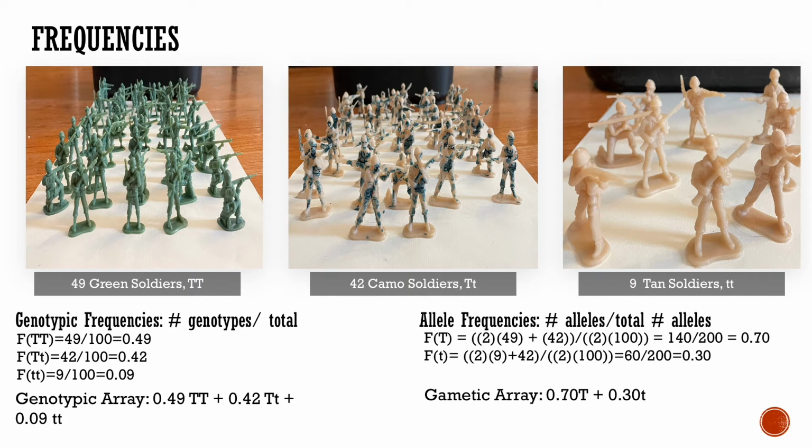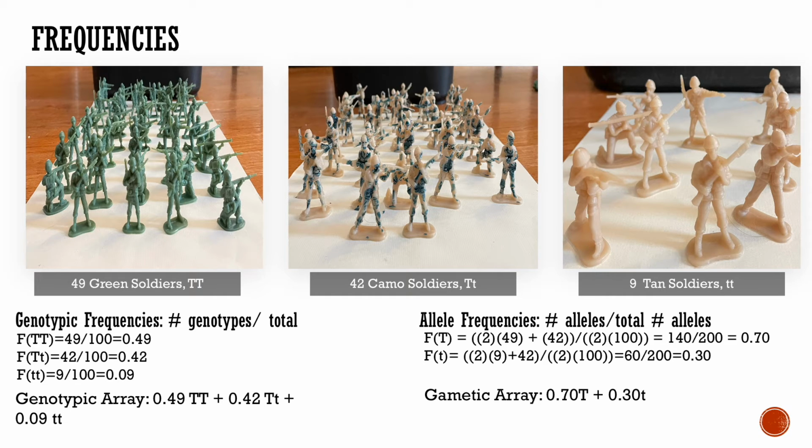Diving even deeper, let's take a look at the frequencies of our population of soldiers. To calculate the genotypic frequencies, we will take the number of soldiers under each phenotype and divide by the total number of soldiers, which is 100. I've already gone ahead and shown the calculations for the genotypic frequencies on the screen. The frequency of big T big T is 0.49. For big T little t, it is 0.42, and for little t little t, it is 0.09.